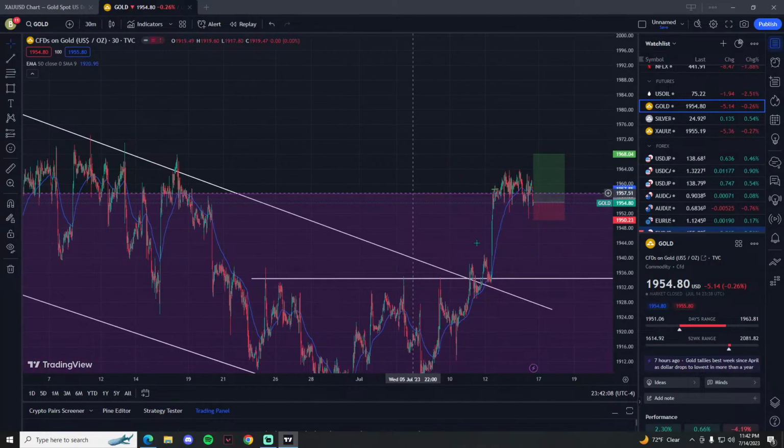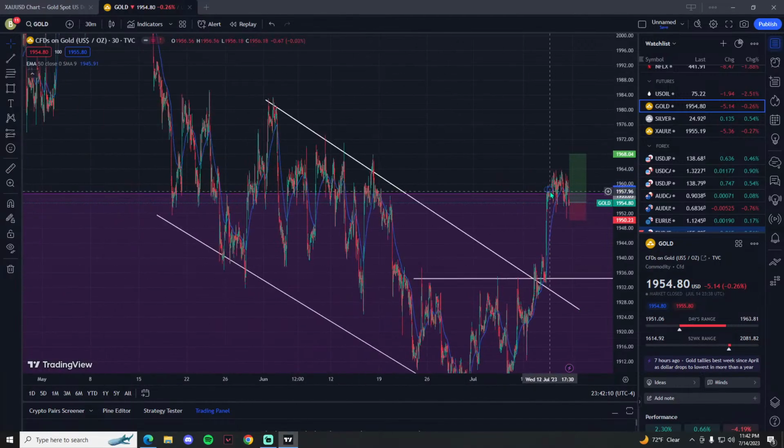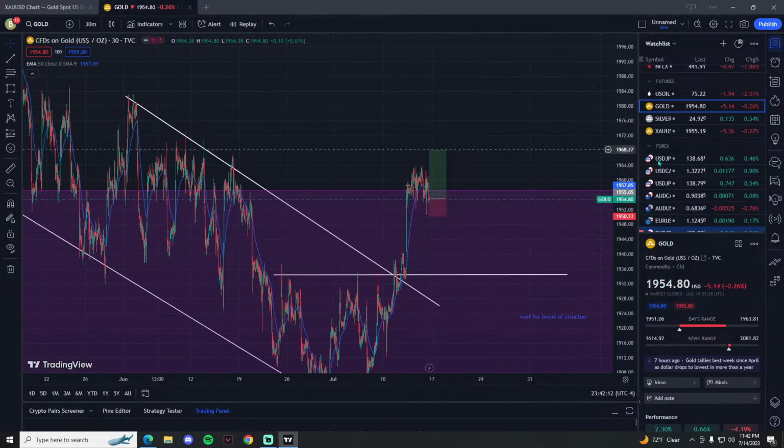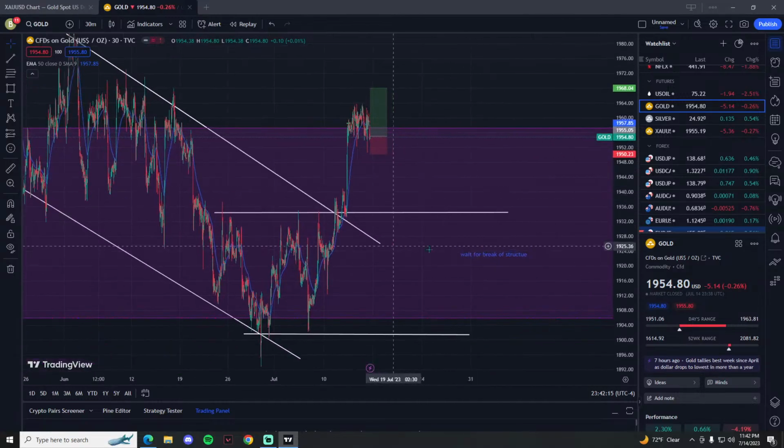It might jump through it too. It just broke out of this. It's got a lot of momentum going up. Little reminder: wait for a break of structure. It broke structure. It came out nice and fine.